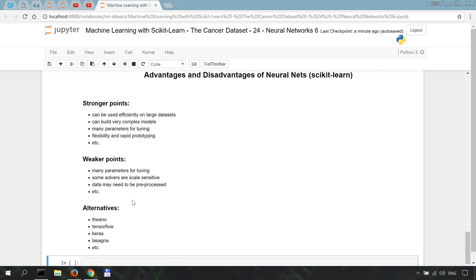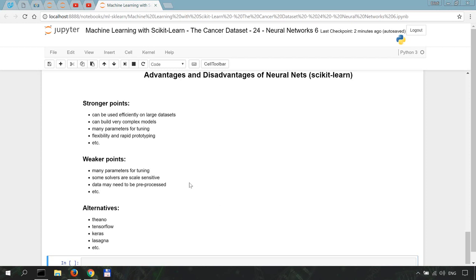Now, parameter tuning can also be considered a downside of neural networks. Not only in scikit-learn, but in general, since there can be many more parameters to adjust compared to other machine learning algorithms, some practitioners may find this burdensome.